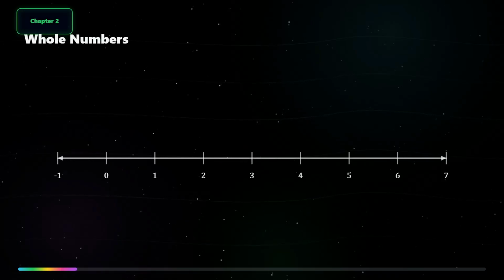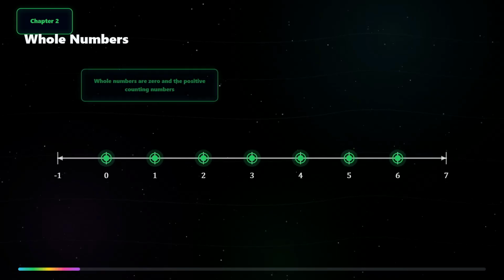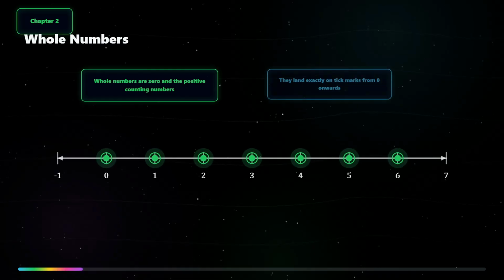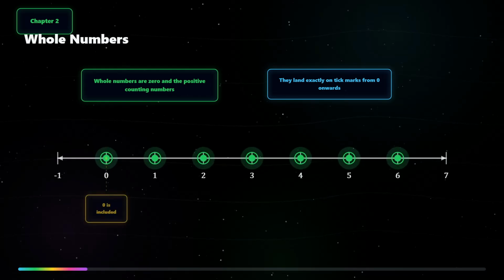Now let's talk about whole numbers. Whole numbers are 0 and the positive counting numbers. So that means 0, 1, 2, 3, 4, 5, 6, and it keeps going. Whole numbers land exactly on the main tick marks. They do not have decimal parts. They do not have fraction parts. They are not negative. 0 is included. That is worth saying properly because it is a common mistake.